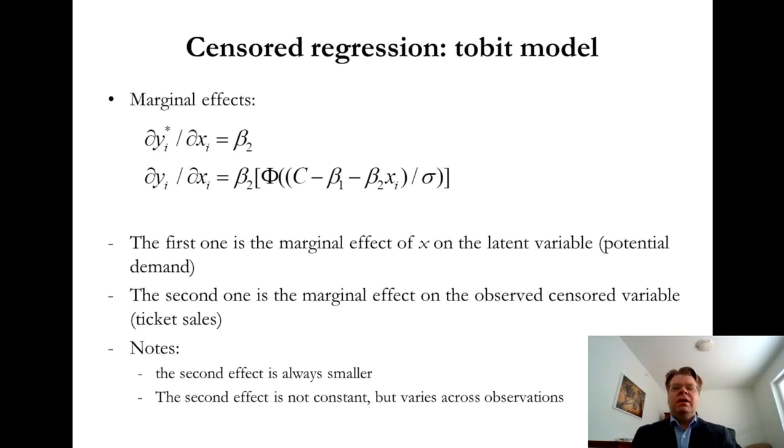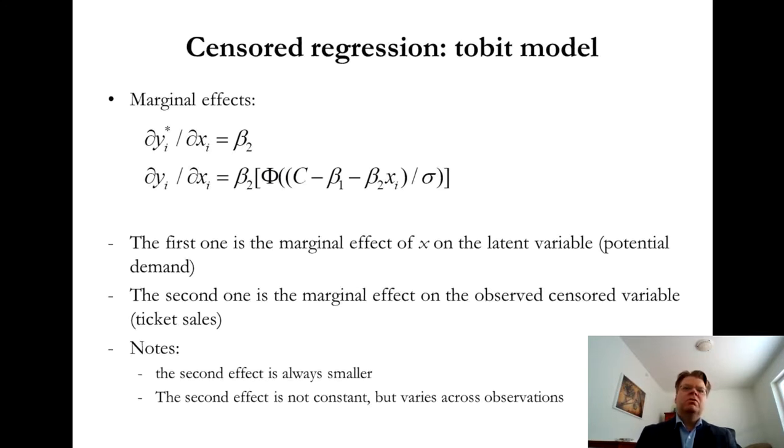So if we take directly this estimated coefficient, that is the marginal effect of price on the latent variable. So that would be this potential demand. So we had this minus 0.5. So that would be the marginal effect on, or in that case it was the elasticity on, potential demand. We might be also interested in what is the marginal effect on ticket sales.